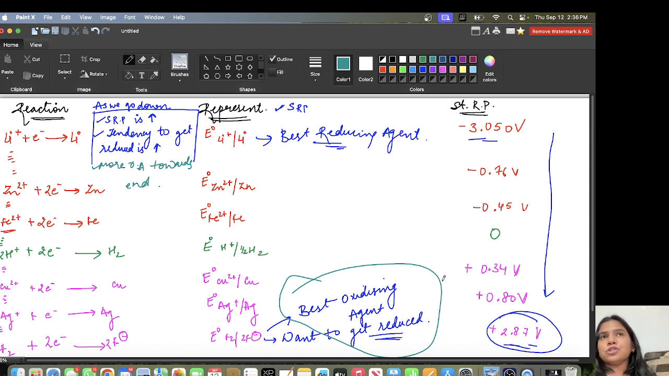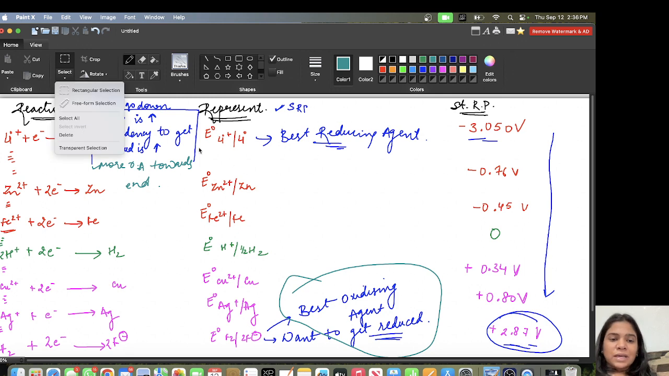Okay, three things which you have to remember. Comparatively, there is one thing only which you should focus on: your standard reduction potential is increasing. What does it mean? The tendency to get reduced is increasing. Whatever elements are present, their tendency to get reduced is increasing. Whatever gets reduced easily is your best oxidizing agent. So oxidizing agents will be present at the lower end of the series, and your reducing agents will be present at the top end of the series.